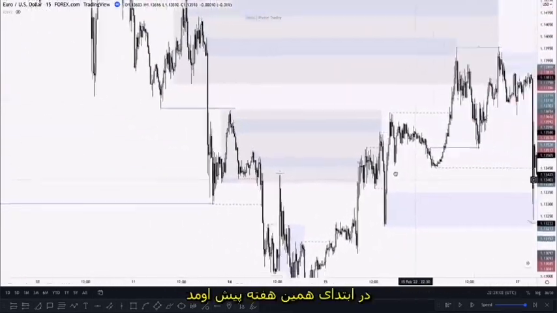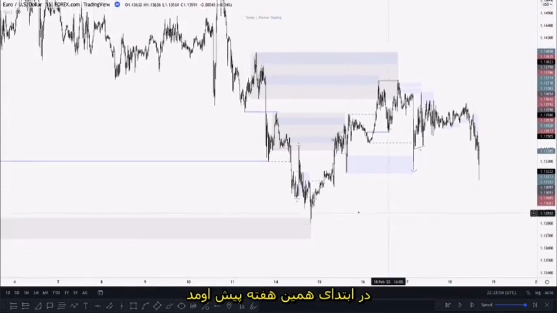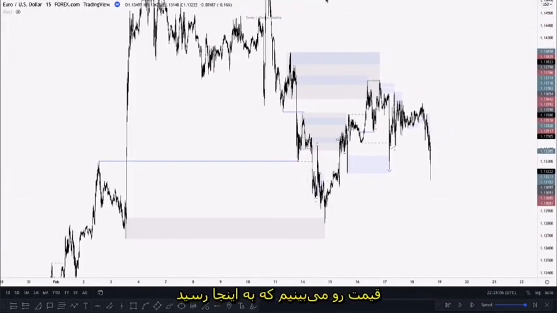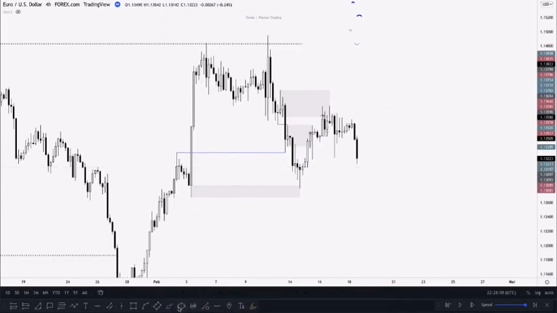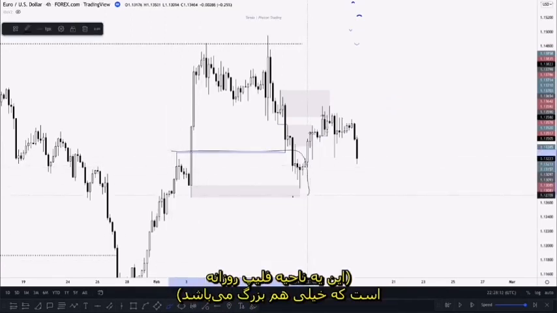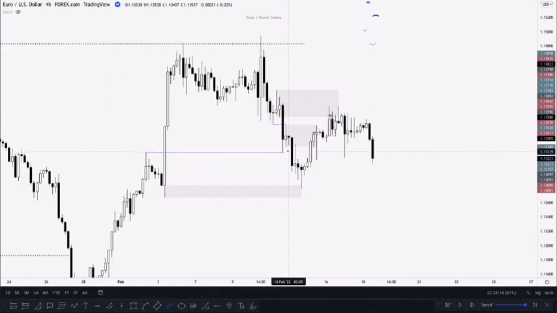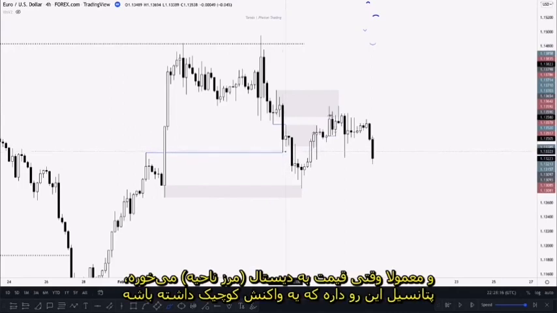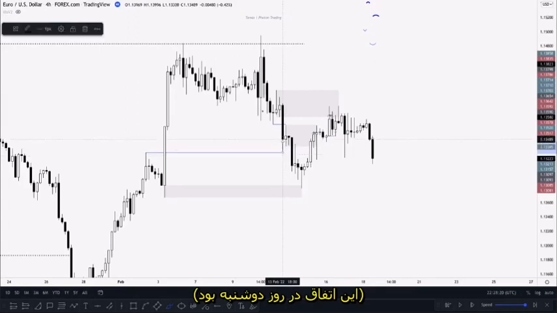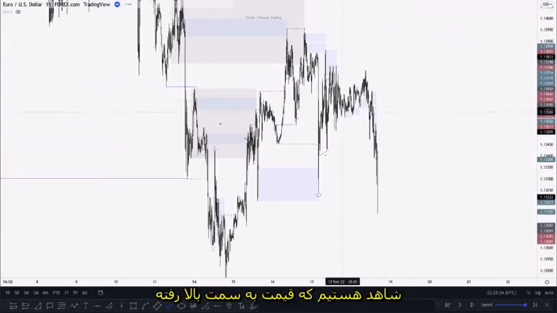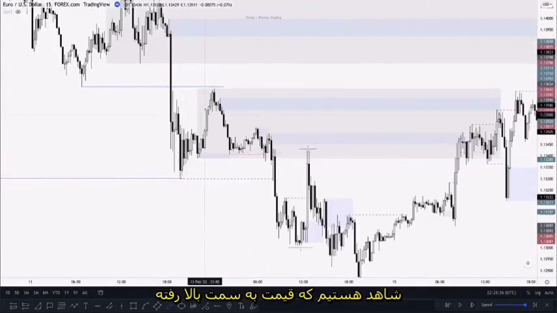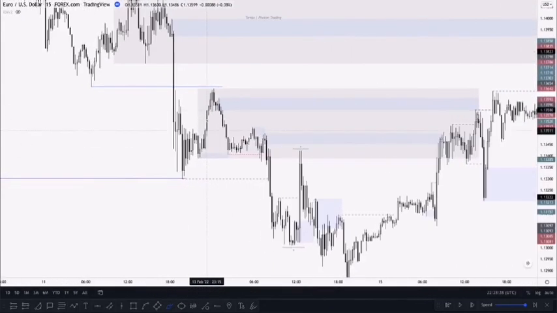It was in the beginning of the week. This one, I think, price reached this. This is a daily flip, right? It's a big zone, but usually when price hits the distal, we tend to have a small reaction. And I remember it was on Monday. So price tapped here to the upside, right?